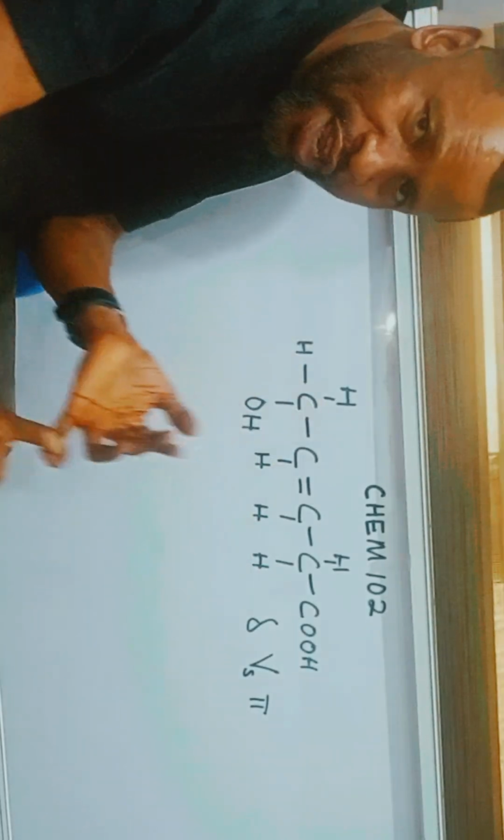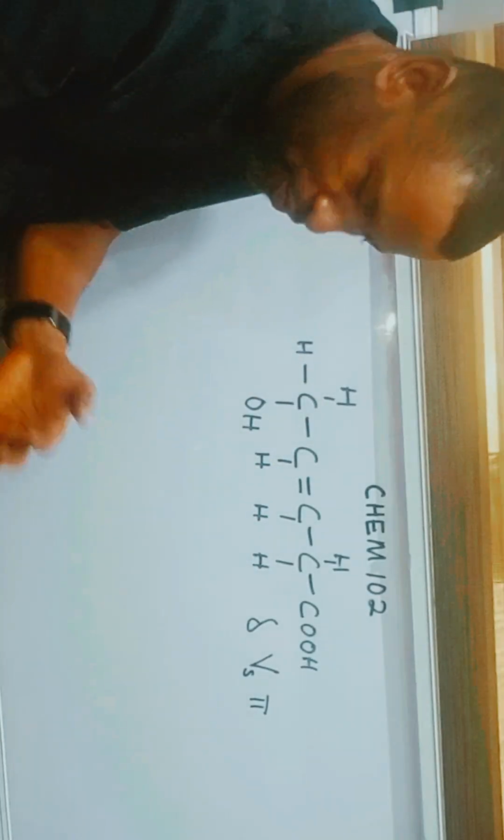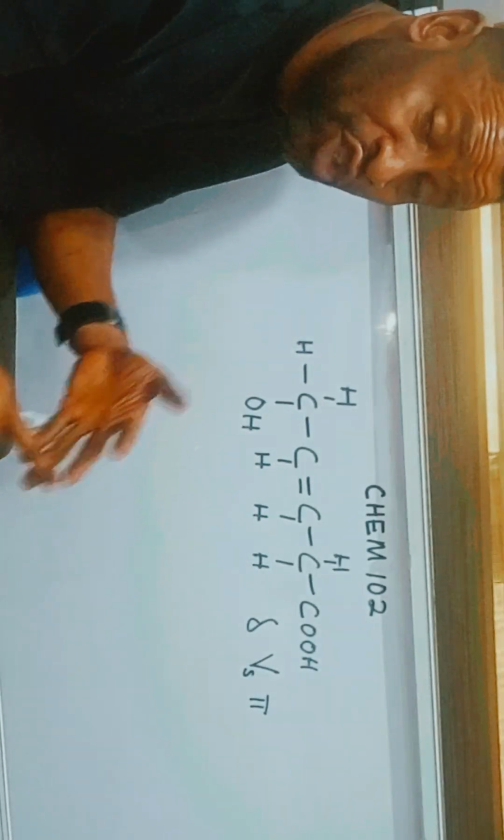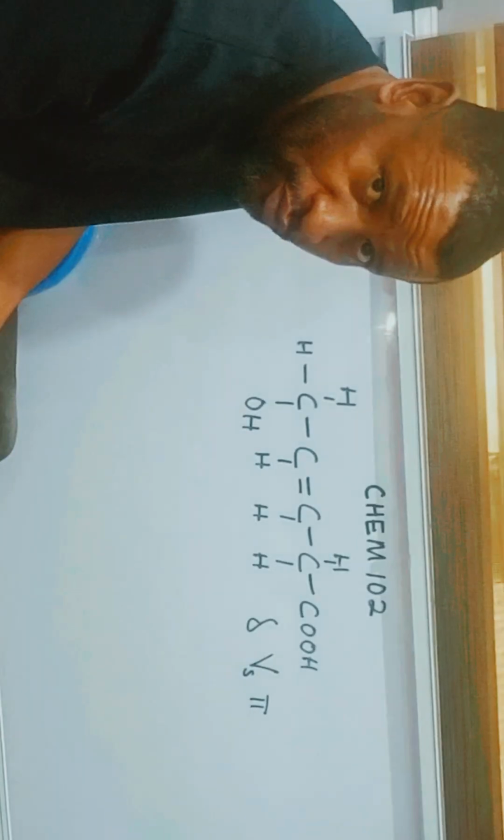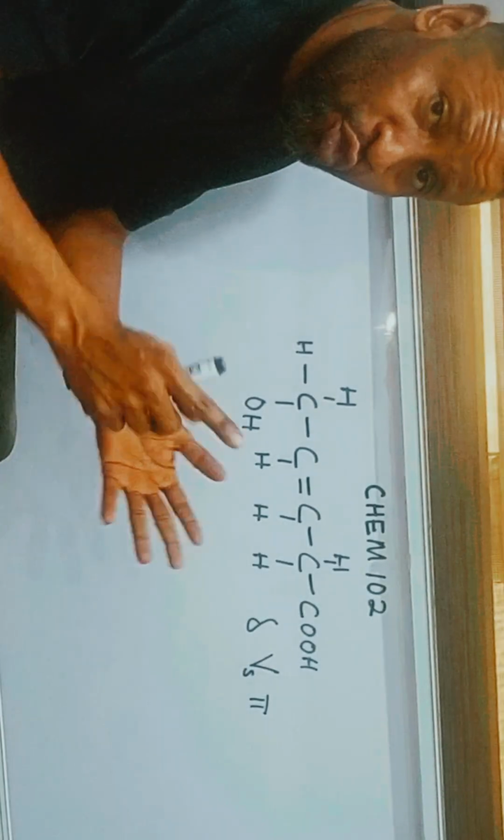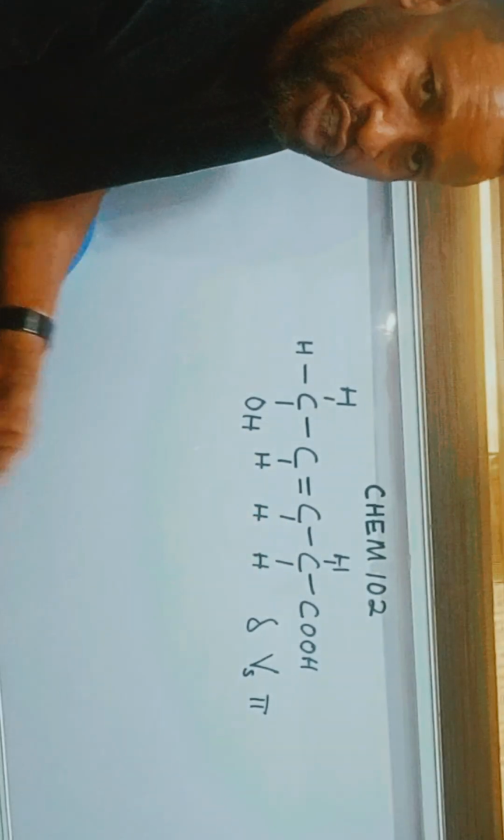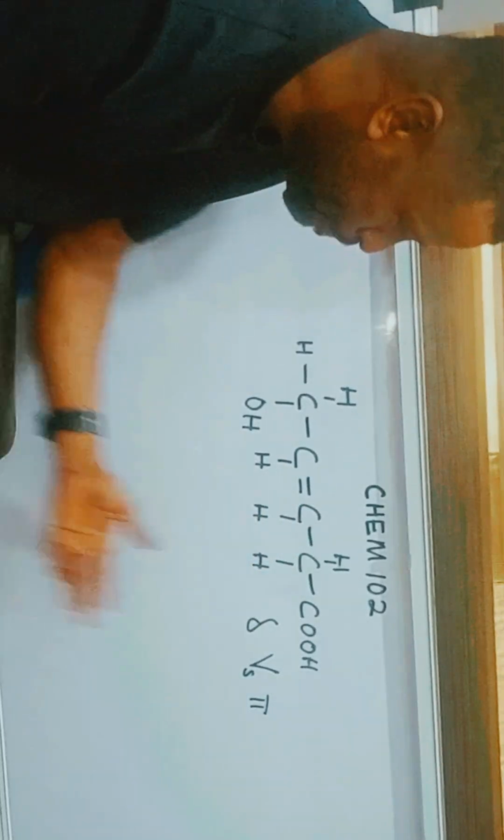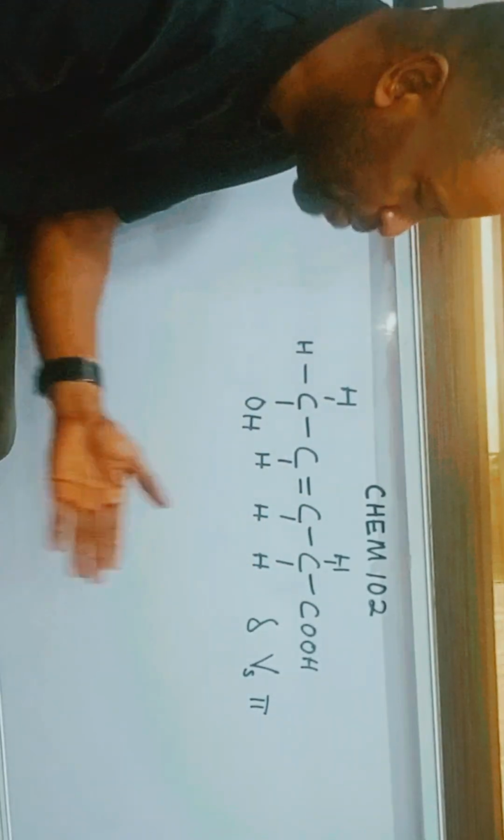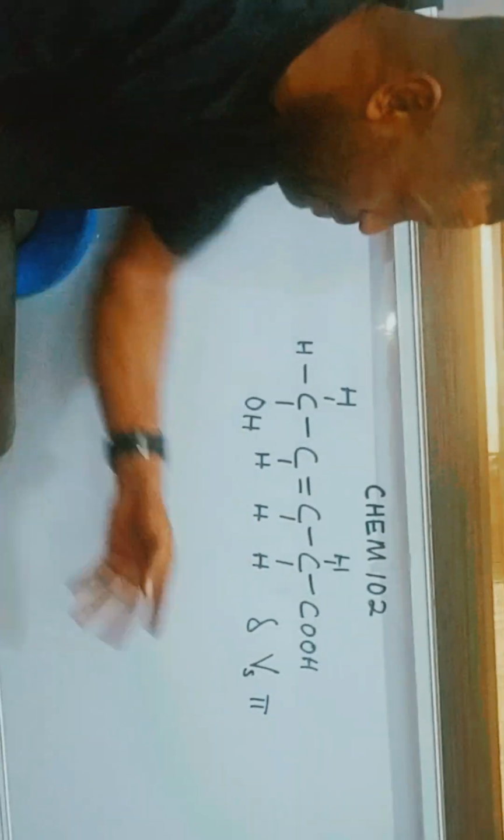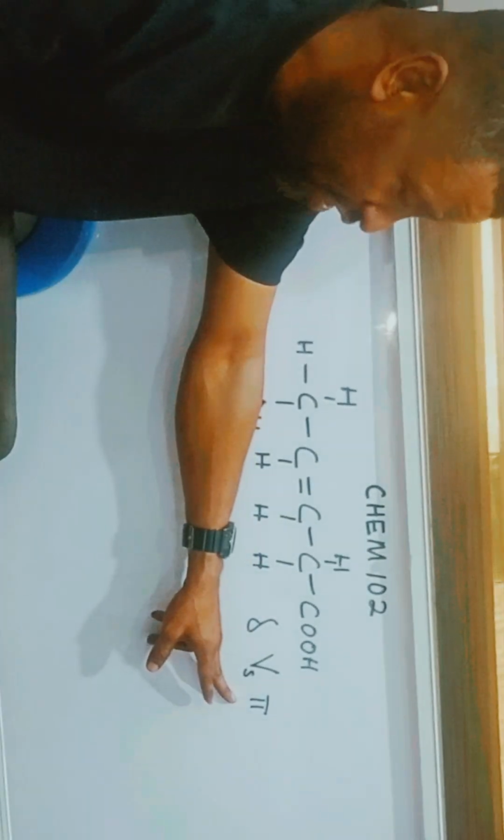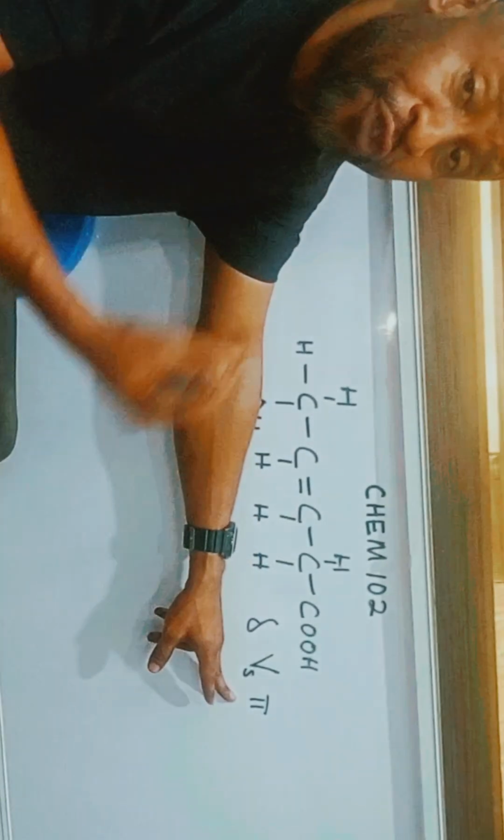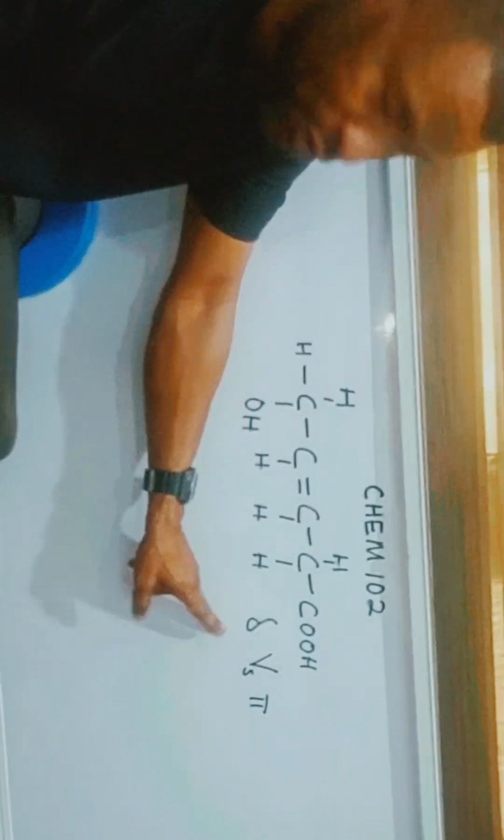Pi bond is a weak covalent bond. Sigma bond is stronger than pi bond. So whereas pi bond is weak, sigma bond is strong. During chemical reaction, pi bond is broken before the sigma bond. Since pi bond is a weak covalent bond, in a chemical reaction, it is broken first before the sigma bond.